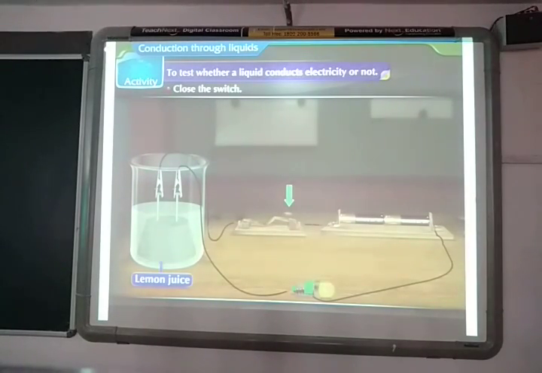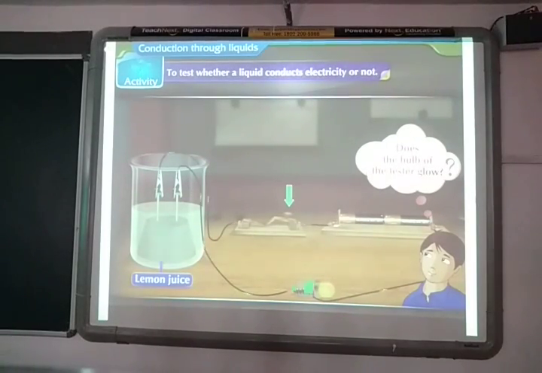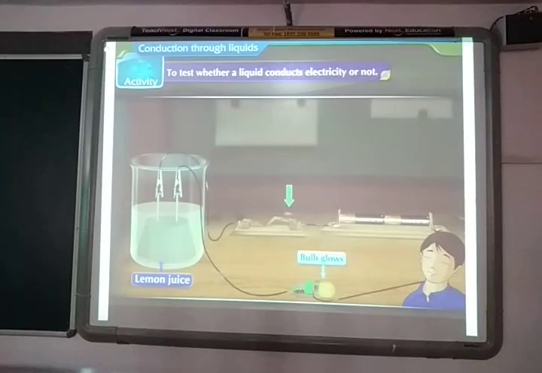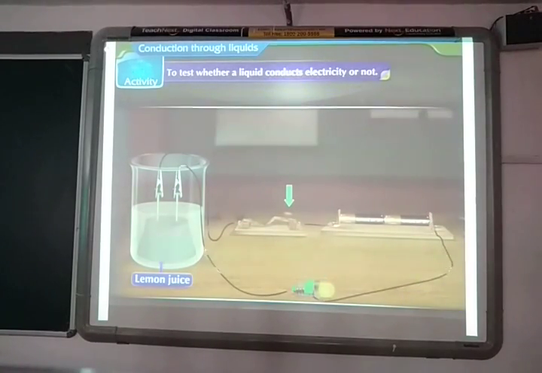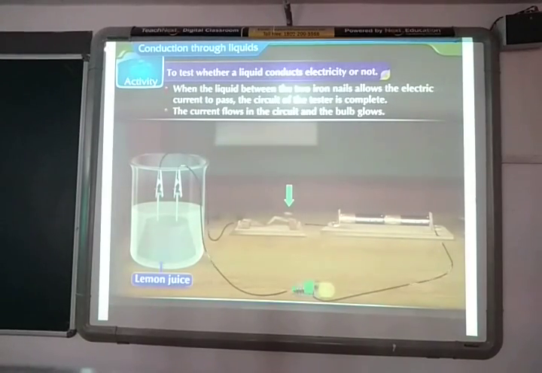Close the switch. What do you observe? Does the bulb of the tester glow? Yes. What causes the bulb to glow? Well, when the liquid between the two iron nails allows the electric current to pass, the circuit of the tester is complete. The current flows in the circuit and the bulb glows.